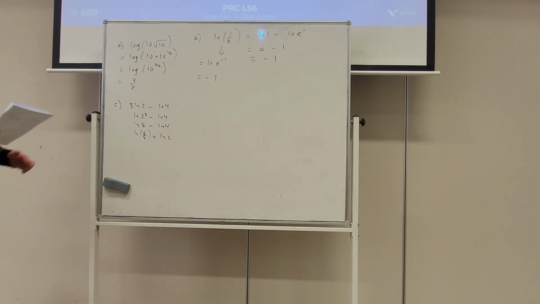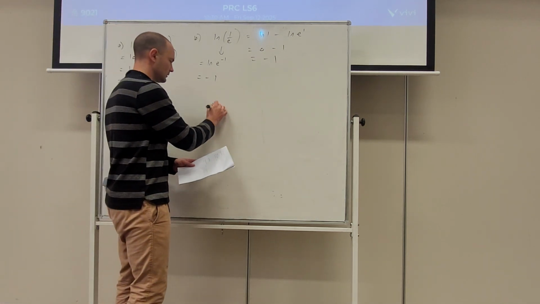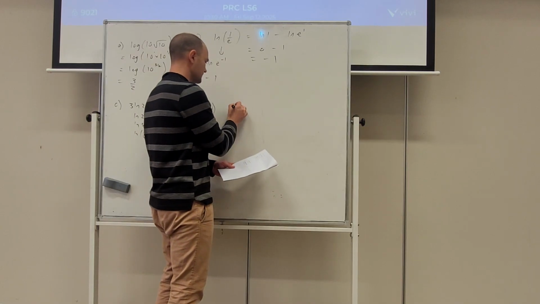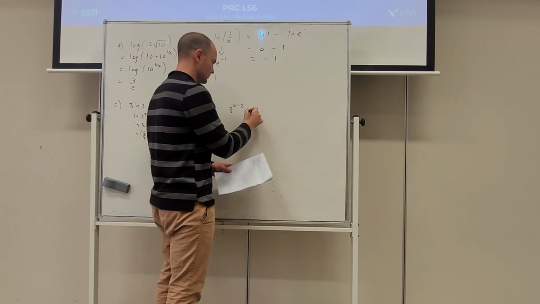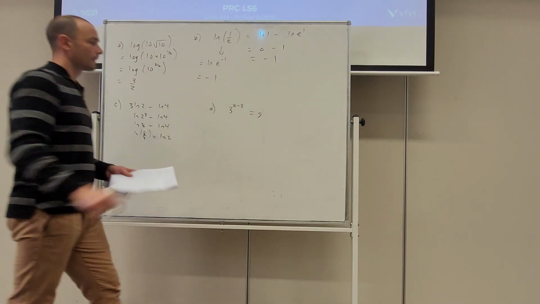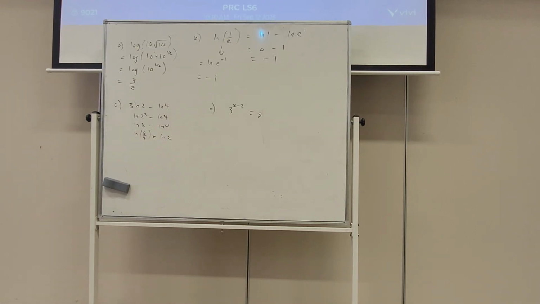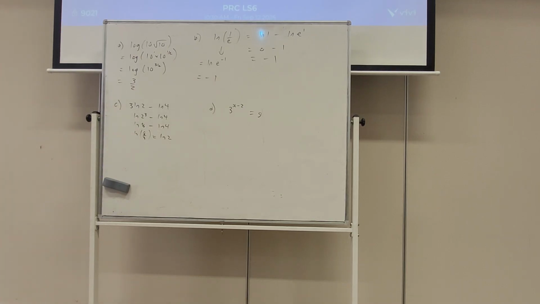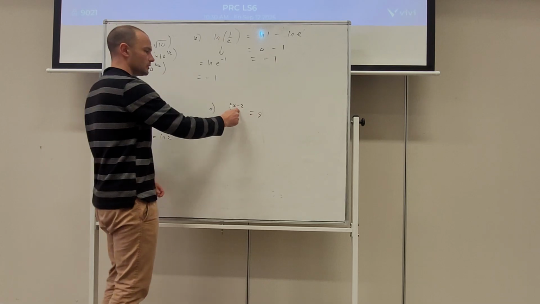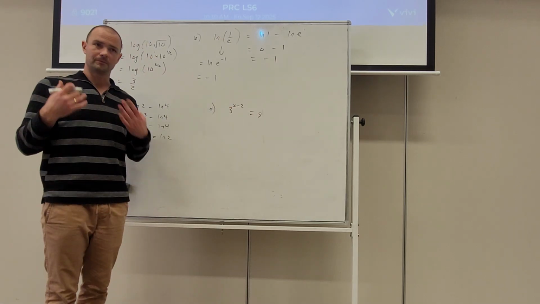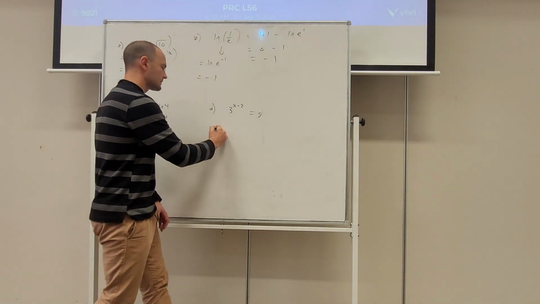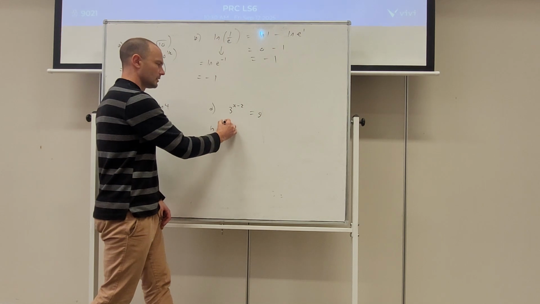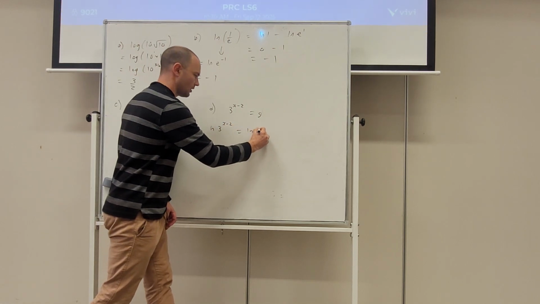And then for D, we have an exponential equation. Now we can solve this by equating the bases, or we can solve it by using logarithms. Let's do both processes. If I want to solve for an exponent, I want to solve for this power using logarithms, what I would do is perform the natural logarithm of both sides. So I'd have ln of 3 to the x take 2 equals ln of 9.